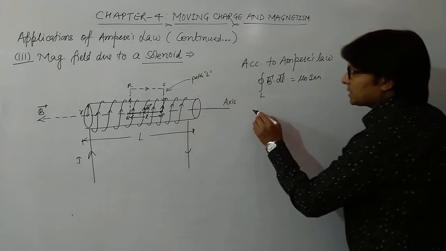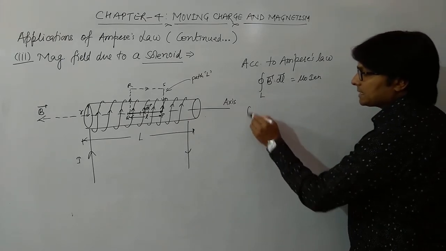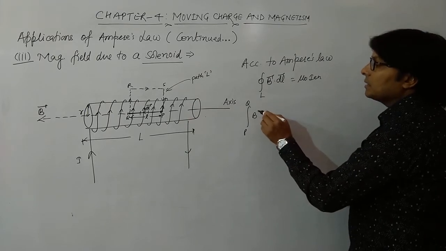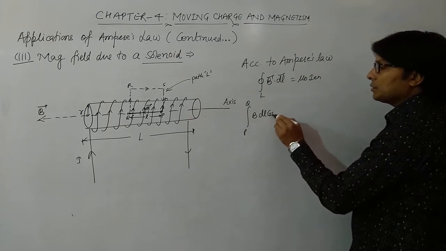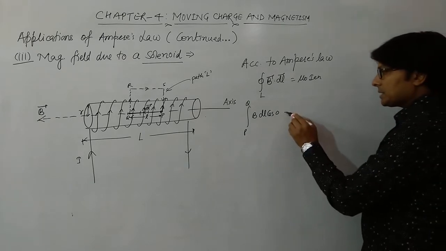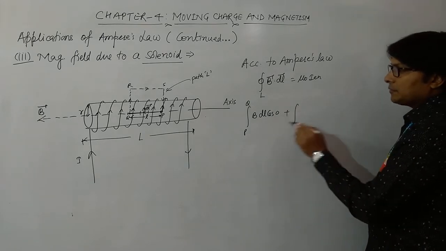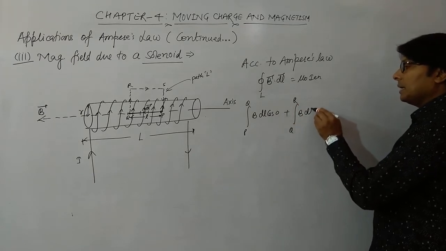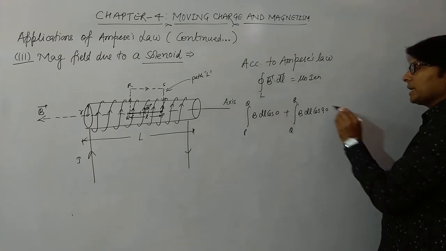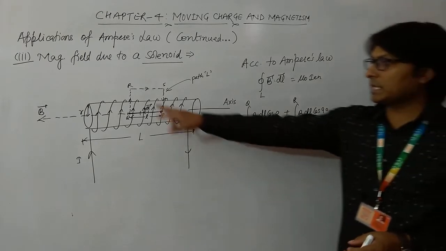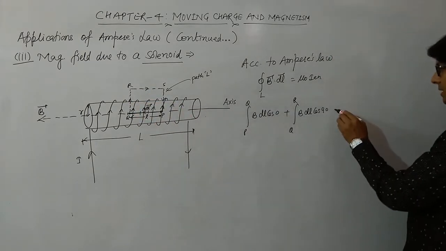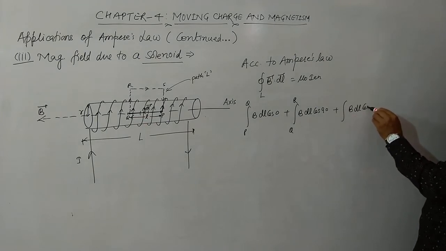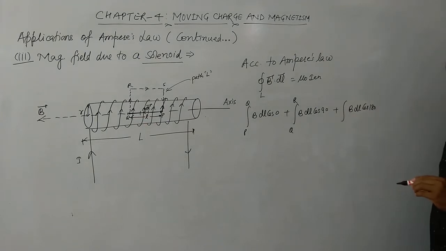So I am writing down this closed integral as integration from P to Q, B dl cos 0, plus integration from Q to R, B dl cos 90, because the angle between the dl vector and the B vector for this segment is 90 degrees, plus integration B dl cos 180 degrees.